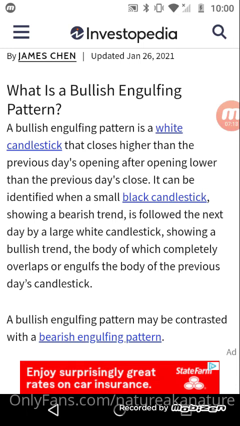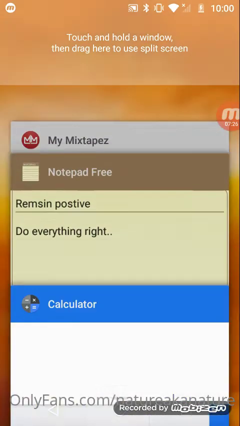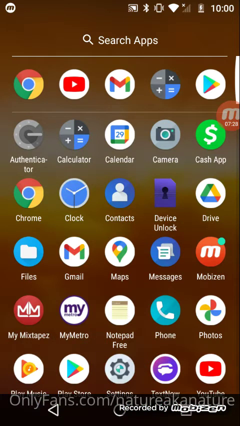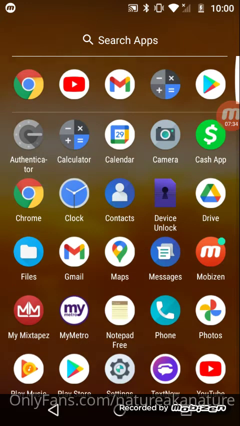Just go to MetaTrader. Okay, I don't have MetaTrader downloaded on here. I have to download it. All right, that's the example. Maybe they have an example down here showing us that.